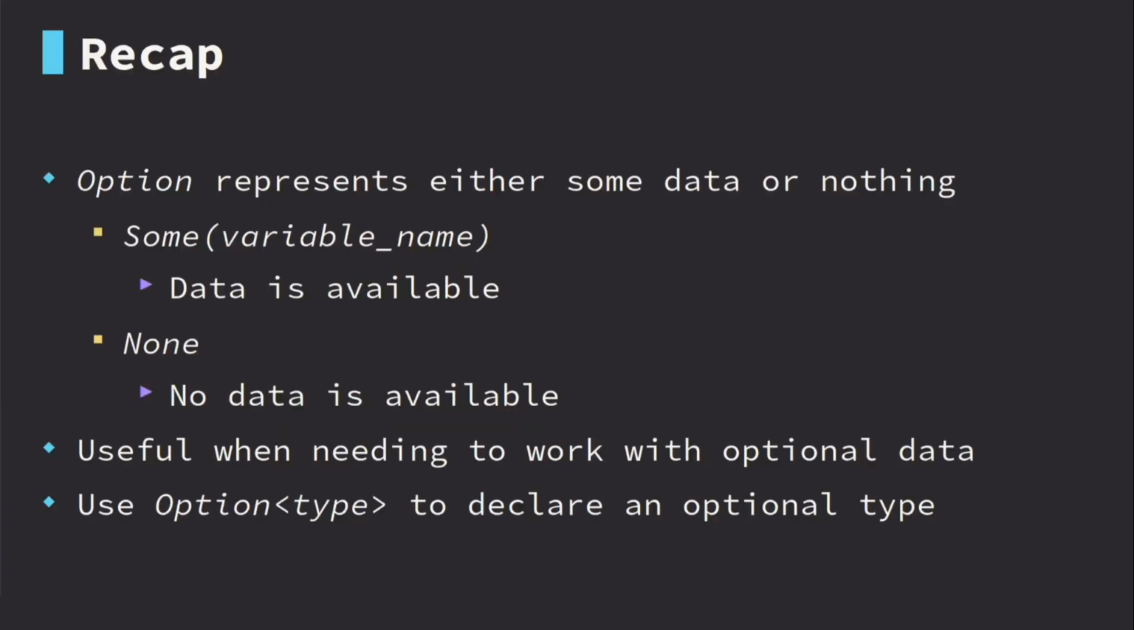To recap, Option represents either some data or nothing. Some data is represented by the enum variant Some, and no data is represented by the enum variant None. It's useful when you need to work with optional data, such as form fields. And when you want to specify an optional data type within your struct or function, you use Option and then the type name within the less than and greater than symbols.